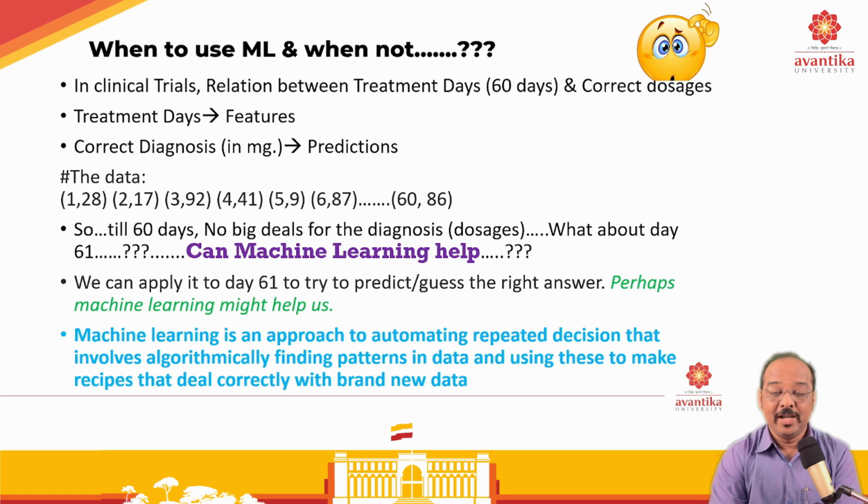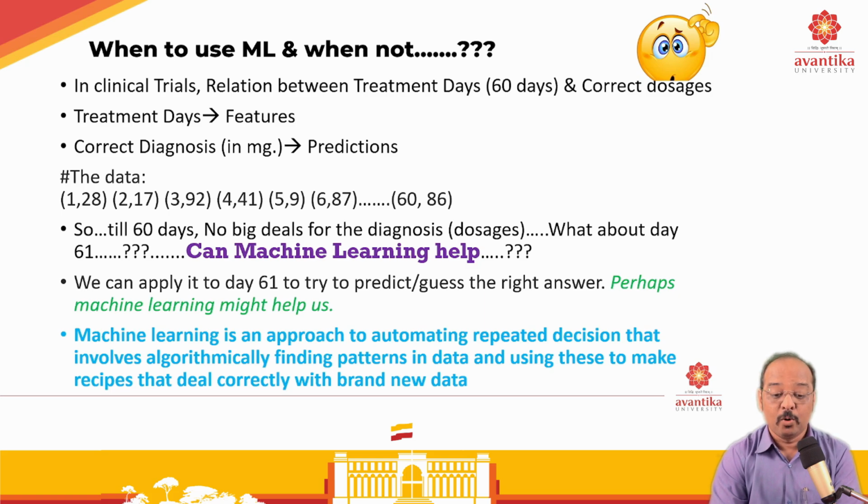So for the first 60 days, the dosage will be given manually. But after 60 days, what about the 61st day or later on? There the machine learning impact comes. So on day 61, it will be predicting or guessing the right answer in reference to the previous dosages.